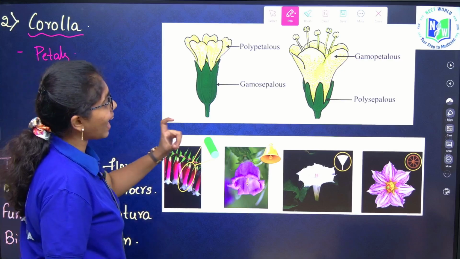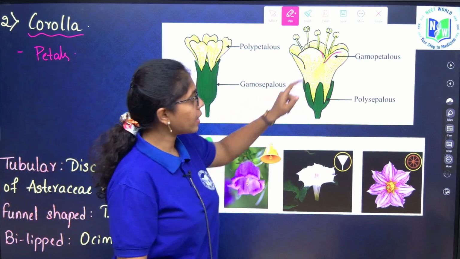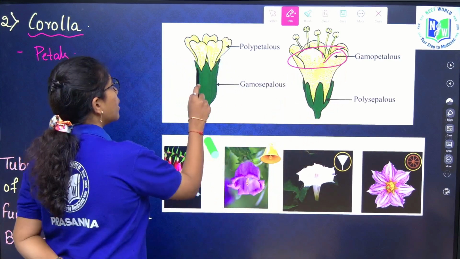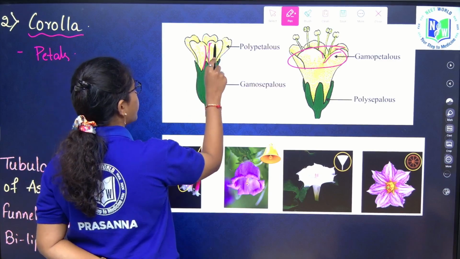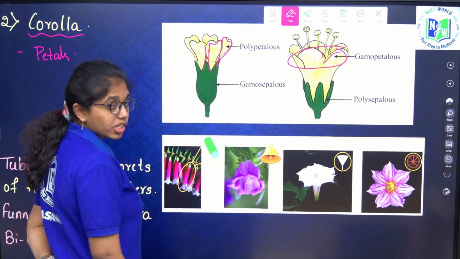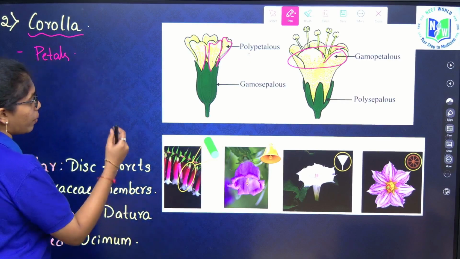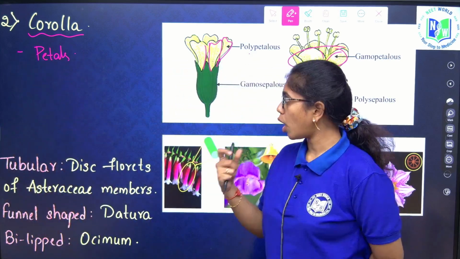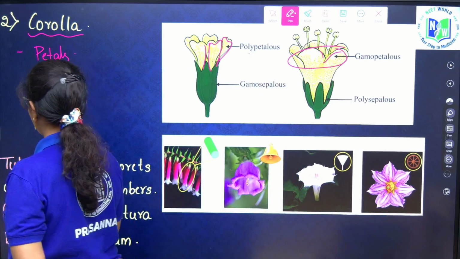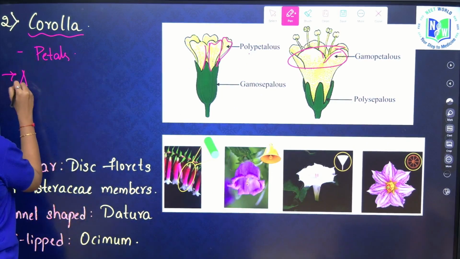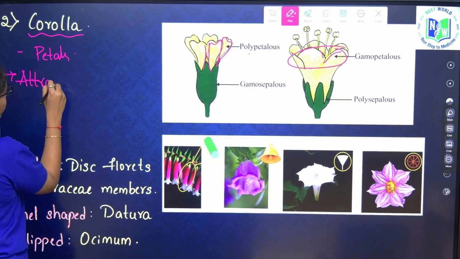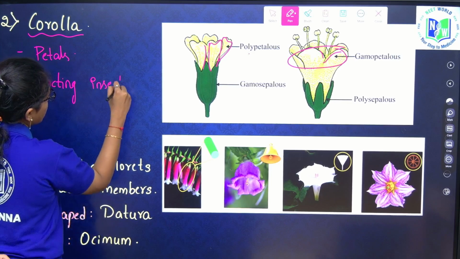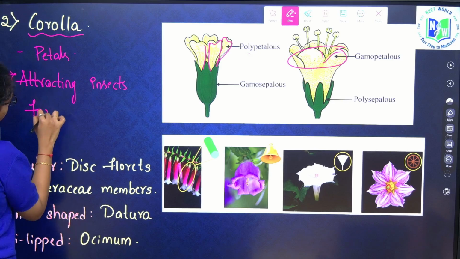Petals, if they are attached to each other like this, then it is gamopetalous. If they are free from each other, like this, then it is polypetalous. Okay, gamopetalous and polypetalous. The prominent role that petals or corolla will play is attracting insects for pollination.